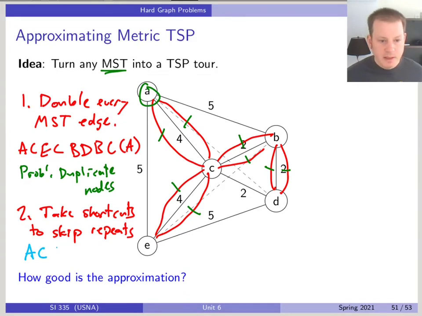I haven't been to E yet, so great, I'll go to E. Then that's supposed to go back to C, but I skip that. So I skip C, then B would be next. I haven't been there yet, so that sounds good. Then D would be next. I haven't been there yet, so that sounds good.